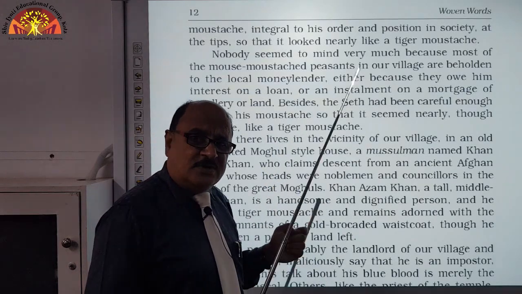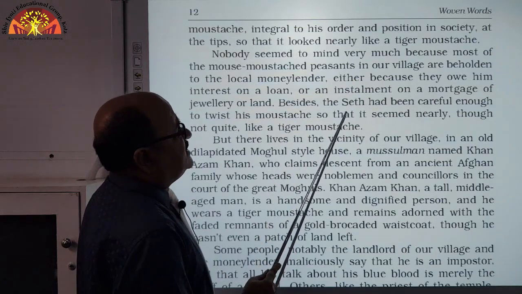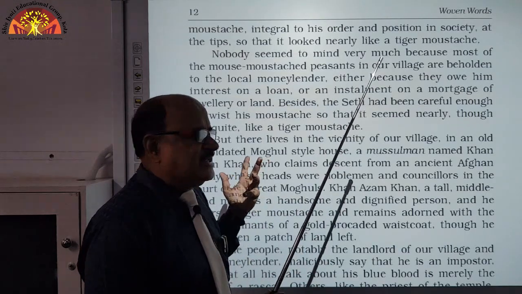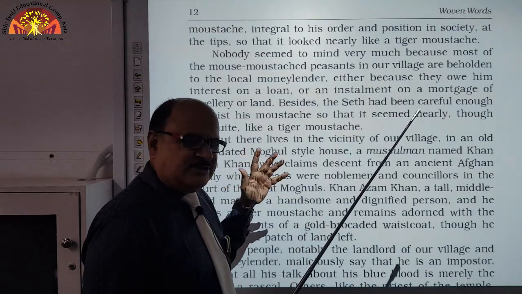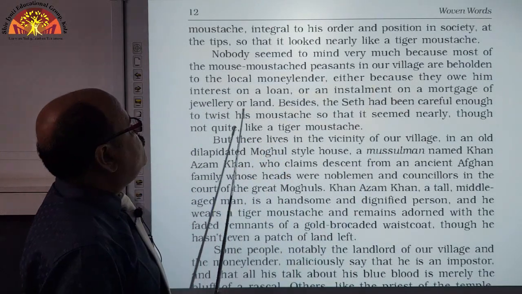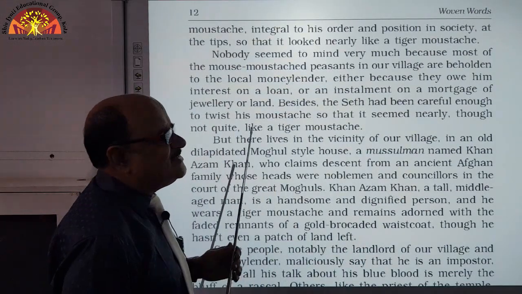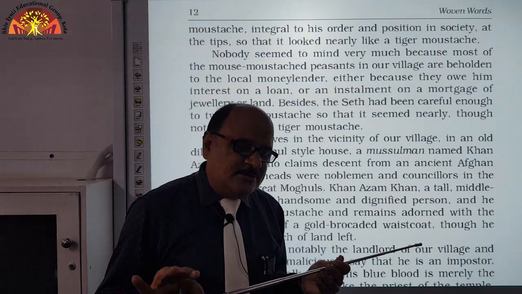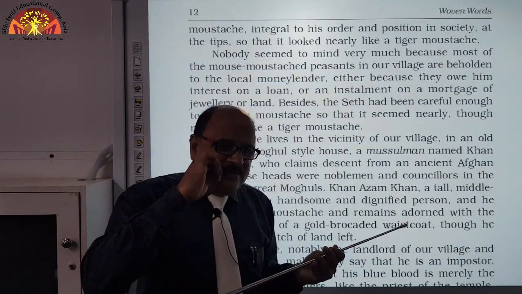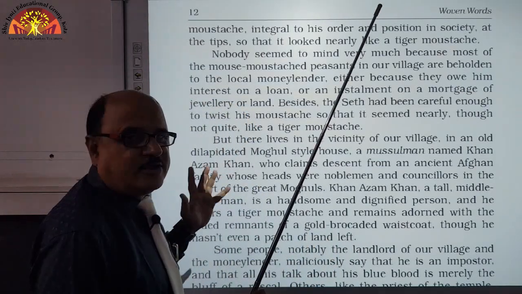this grocer. Okay, so Ramanand, besides the Seth, who is Seth? This Ramanand, the grocer, was very rich. That's why people in India call a rich man Seth. So the Seth had been careful enough to twist his mustache so that it seemed nearly, though not quite, like a tiger mustache. That's why this Ramanand the grocer was not at all afraid of sometimes keeping his mustache looking like a tiger mustache. He was not at all worried.